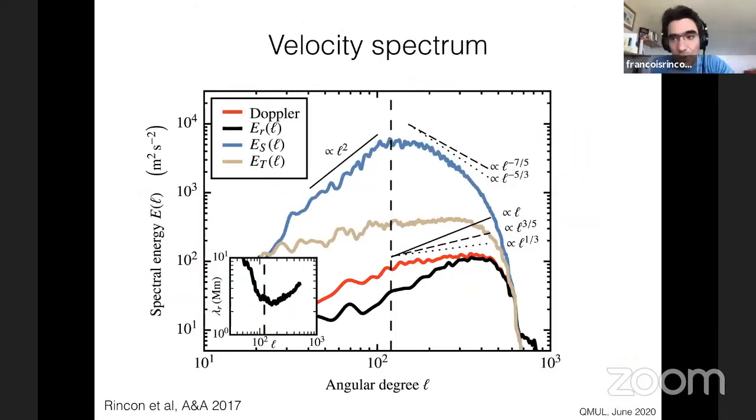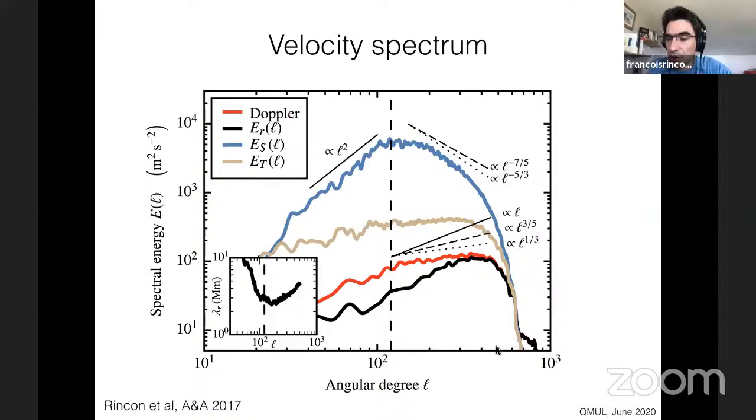So overall, if you try to play the games that people in turbulence usually play, or when you do MHD simulation or hydro simulations, you take an energy spectrum of your flow to see what your flow characteristics are. So this is what you get in this case. So the blue line here, vertical is spectral energy density, and horizontal is angular degree in terms of spherical harmonics decomposition of the flow over the full surface of the sun, which we can do because we have a global observation here.